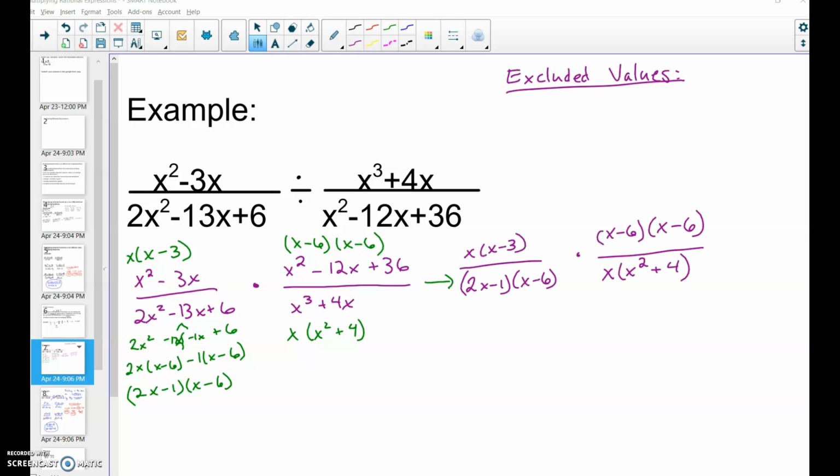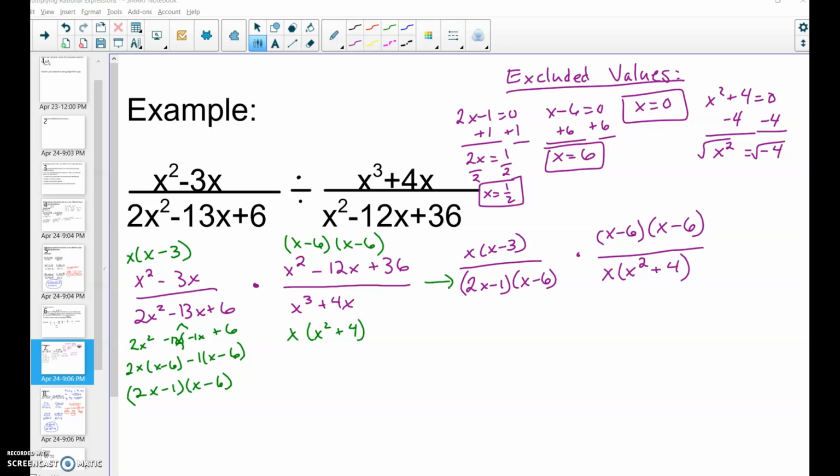Okay, so I just rewrote those fractions so that's clearer for what my factors are. Now I need to list all of my excluded values. So I have 4 different cases here. 2x minus 1 equals 0, x minus 6 equals 0, x equals 0, and x squared plus 4 equals 0. So I need to solve for x, so I'm going to go ahead and do that. Okay, so I solved all of my factors for x. I got 1/2, 6, and 0 that x can't equal.